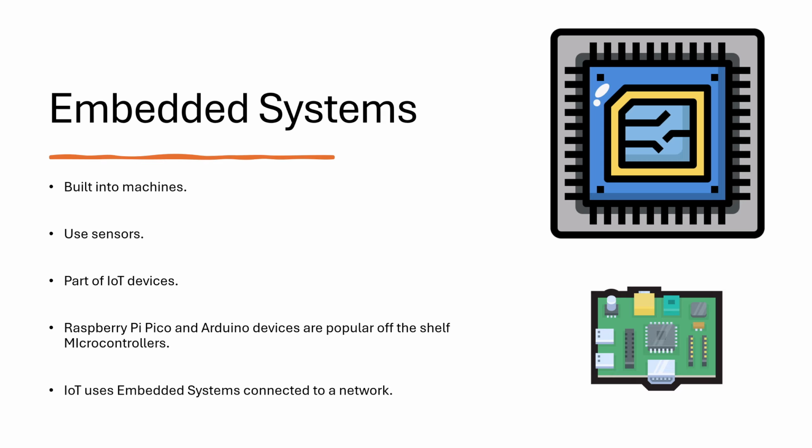The Raspberry Pi Pico and Arduino devices are popular off-the-shelf microcontrollers. If you have a look at my channel, I have loads of videos on microcontrollers on the Raspberry Pi Pico. I probably don't have much on the Arduino, but those are microcontrollers. You control devices with that, and it's relatively small. So hence the name micro being small and controller for controlling other devices. IoT uses embedded systems connected to a network. So essentially the Raspberry Pi Pico, which I spoke about earlier, has a Wi-Fi version and a non-Wi-Fi version, which means that I can use something the size of my thumb to send emails, to pick up sensor readings and send emails anywhere in the world.